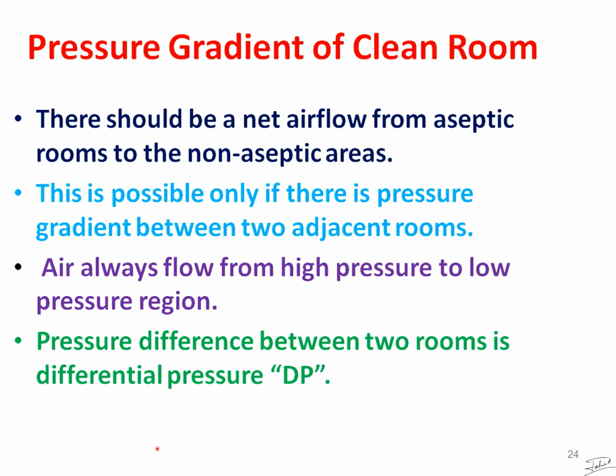So we have already understood that the clean room area controls the temperature, pressure, and airborne particles very critically. So how is pressure controlled? There should be a net airflow from the aseptic room to the non-aseptic area. Why? Because if air comes into the aseptic room, it would ultimately lead to contamination in the aseptic room. This is possible only if there is a pressure gradient between two adjacent rooms. Air always flows from high pressure to low pressure region. The pressure difference between two rooms is the differential pressure. So the aseptic room should always have positive pressure. We should keep that in mind.